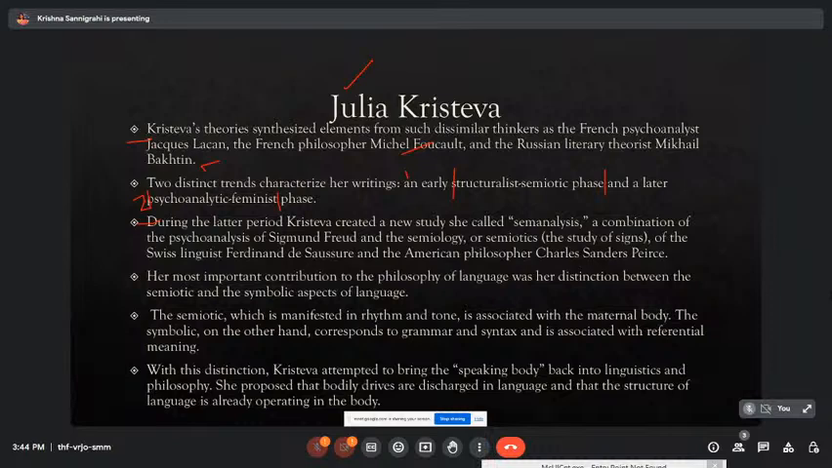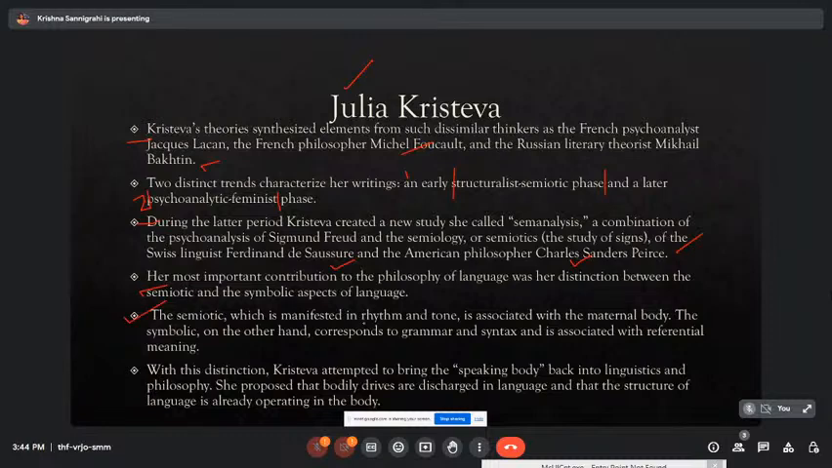During the later period, Kristeva created a new study she called semianalysis, a combination of the psychoanalysis of Sigmund Freud and semiology or semiotics, that is the science of the Swiss linguist Ferdinand de Saussure and American philosopher Charles Sanders Peirce. Her most important contribution to the philosophy of language was a distinction between the semiotic and symbolic aspects of language.